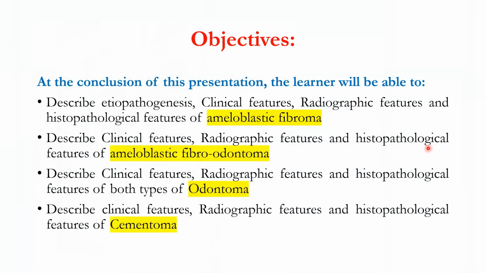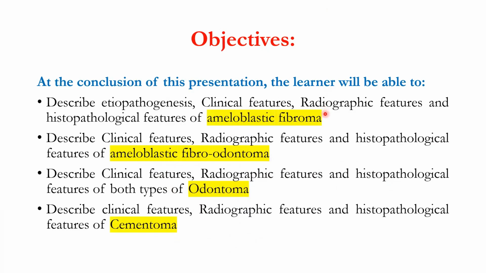The objectives for this presentation is to discuss the mixed odontogenic tumors and also the ectomesenchymal tumor, that is cementoma. So I always tell you that you need to know the clinical features, radiographic and histopathological features, correlate all of them to arrive at a diagnosis, and that's exactly the sequence how we study oral pathology.